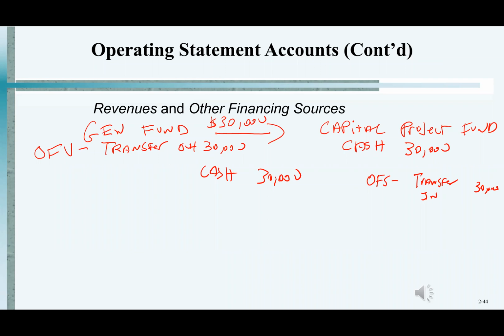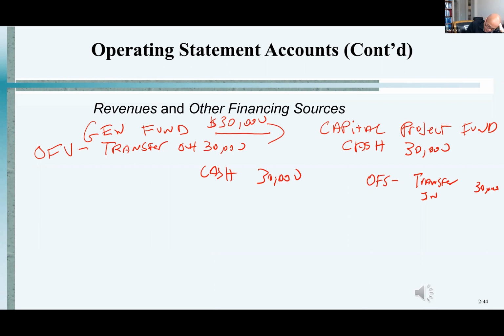So you have a balance sheet and an income statement for your, we don't call it an income statement, we call it statement of revenues, expenditures, and change in fund balance. But there's a balance sheet and an income statement for the general fund, debt service fund, capital project fund, permanent fund, and special revenue fund. Each one of them has their own set of financial statements. Yes.